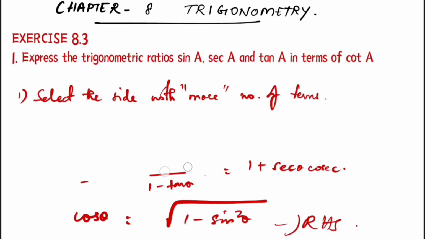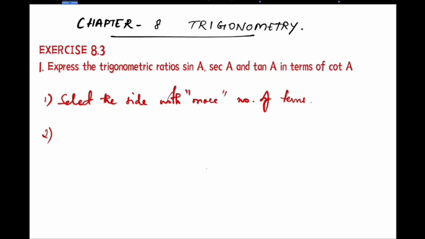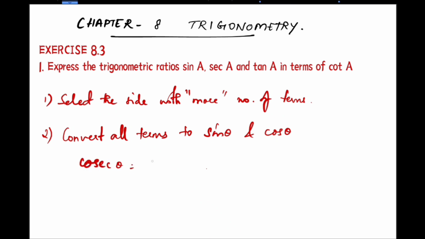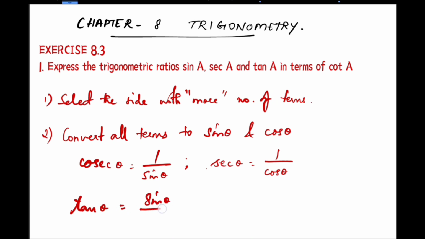Now, the second point. Convert all terms to sine and cos, because we are comfortable with the basic trigonometric ratios. We can write cosecant as 1 by sine theta, secant as 1 by cos theta, tan theta as sine theta by cos theta, and finally cot theta as cos theta by sine theta.